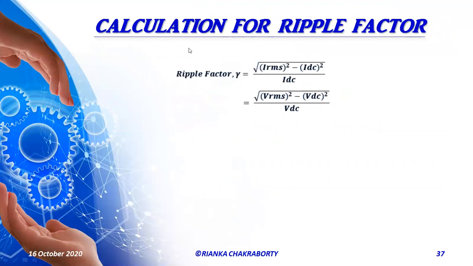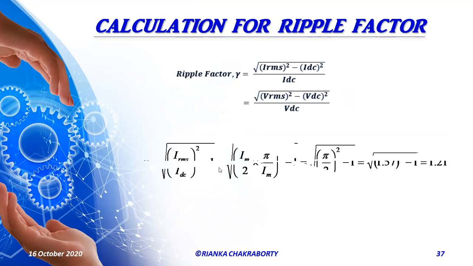So if we calculate, we get that gamma equal to root over of IRMS whole square minus IDC whole square by IDC. We know the value of IRMS and IDC for the half-wave rectification. For half-wave rectification, IRMS equal to Im by 2 and IDC equal to Im by pi. So we just put the values in this formula, and we get the value of ripple factor equal to 1.21. So the ripple factor for half-wave rectifier is 1.21.